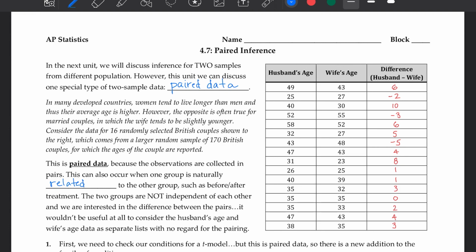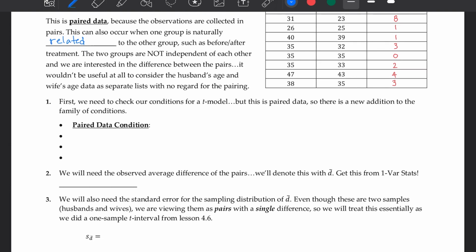We're going to be using a T model. You should pause and think about why a T model makes sense here and not a Z model. But we're going to check our conditions, and we have a new one, which is called the paired data condition. It says exactly what you are thinking. We're just checking and writing down explicitly that we're dealing with paired data. In this particular case, we're dealing with paired data by husband and wife. So we're just going to state that explicitly there.